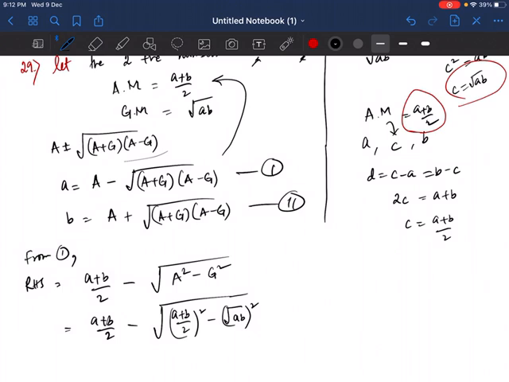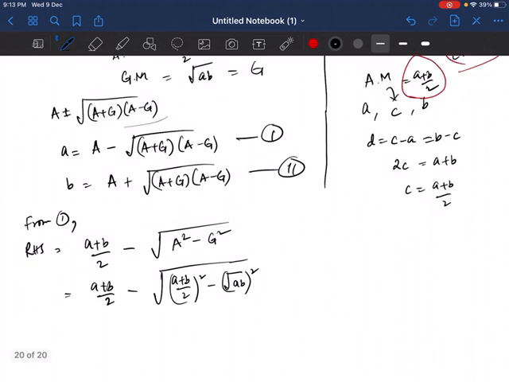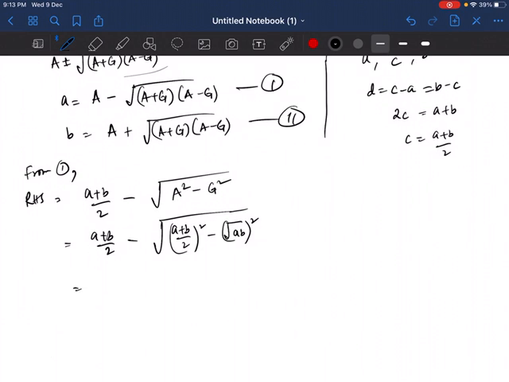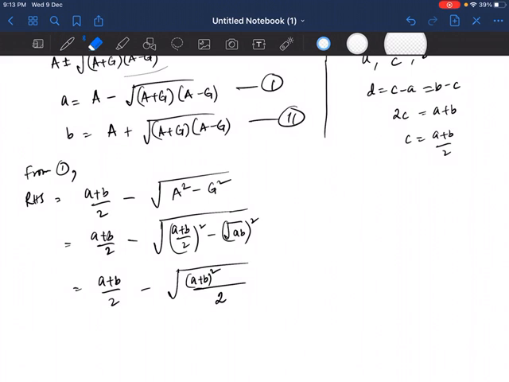Look at here, they said that AM is capital A, so this one is capital A, and this one is capital G. So in place of capital A, I am putting that value, and in place of capital G, I am putting this value. So what you get after this is a plus b by 2 minus root over of, if I take the LCM, what do I get is 4. This one becomes a plus b whole square, 2 square, right? It is 4.